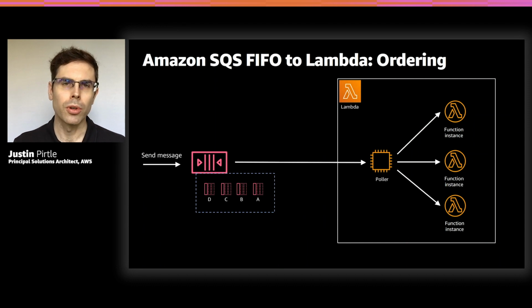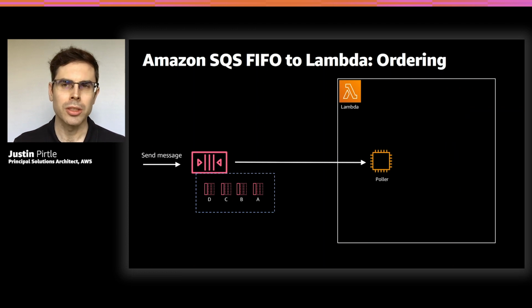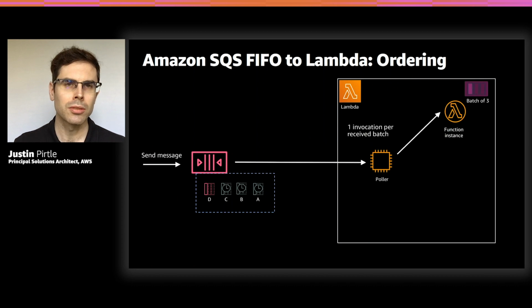So as we saw before, here's an SQS queue with our Lambda infrastructure. We're able to pull out a batch of messages, the poller picks them up, and invokes a function instance, one invocation per batch. But in this case, if we need strictly preserved ordering, message D cannot be processed until the first messages are finished, if we assume that all messages should be treated equal and ordering must be guaranteed across all messages in the queue.